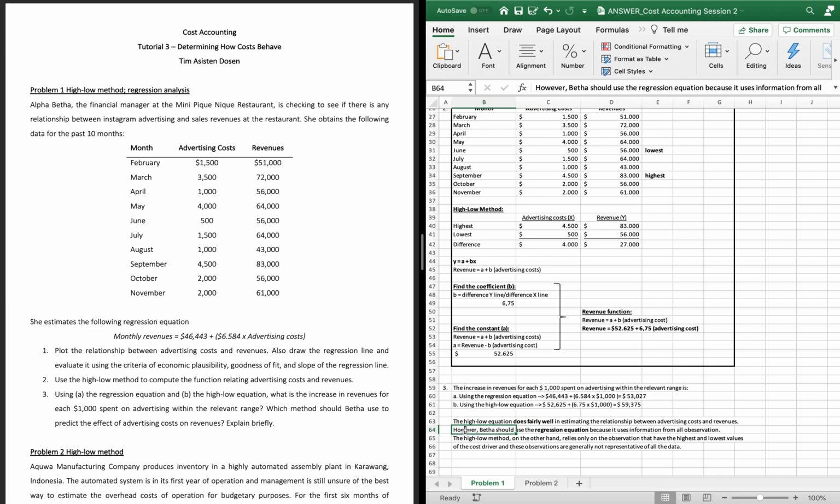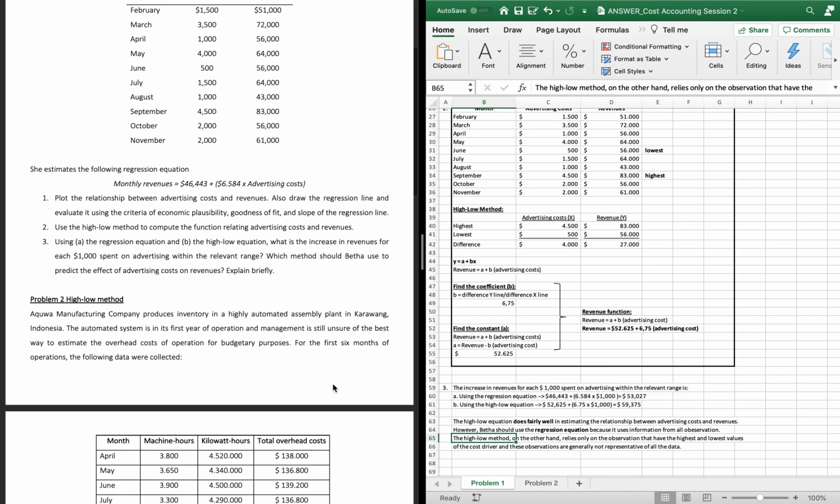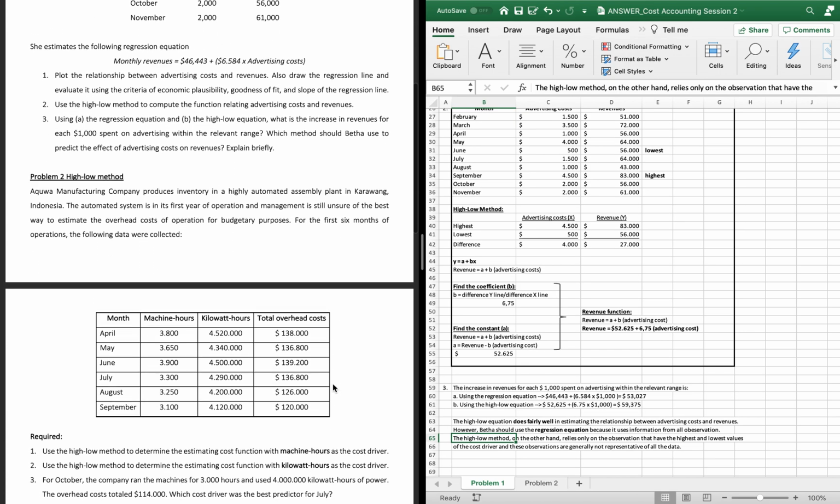Why? Because it uses all the information from the data from February to November, while the high-low method only uses two data points, which are the highest and the lowest. So it doesn't really represent all the data. And that's for problem number 1.